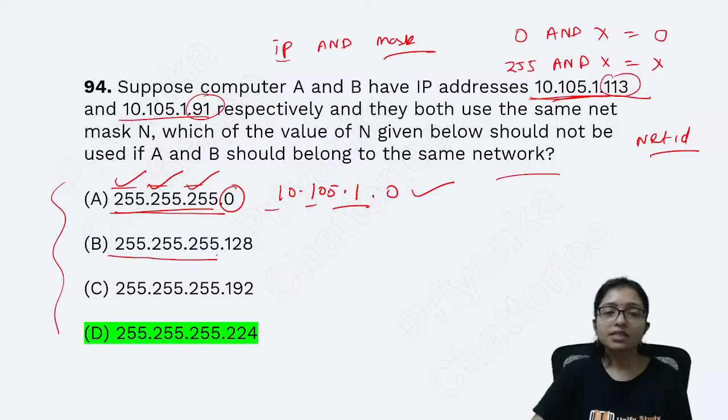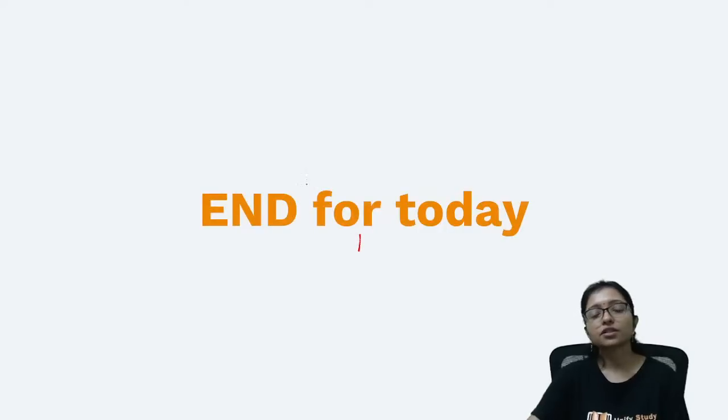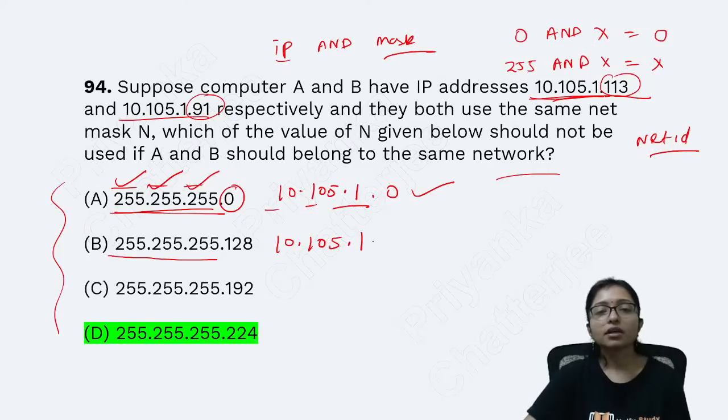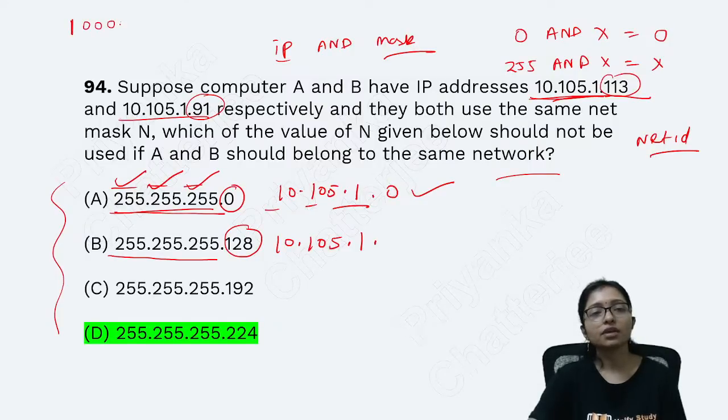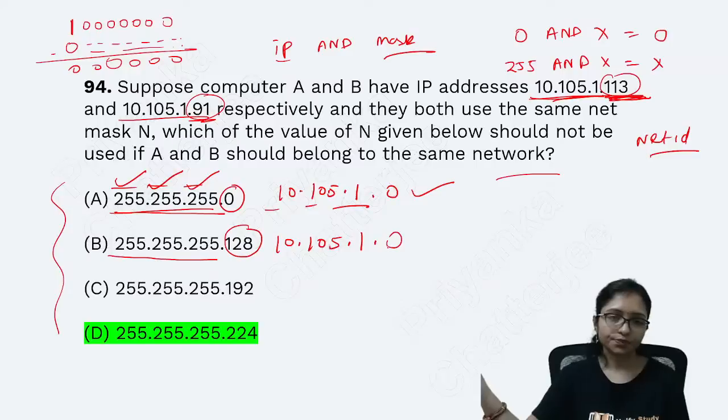For this one also, the first 3 will be as they are, that is 10.105.1. After that, what will it be? Because 128 is there. 128 means 1, after that 7 zeros: 1, 2, 3, 4, 5, 6, 7. 113 is less than 128, so here it will be 0. Here some of them will be 1. Ultimately I will get 0. For 91 also, here it will be 0. Some of them will be 1. Ultimately all will be 0. So here also it will come 0.